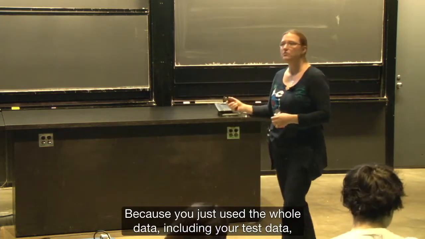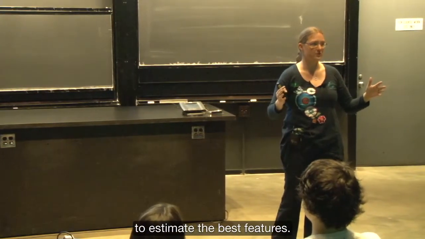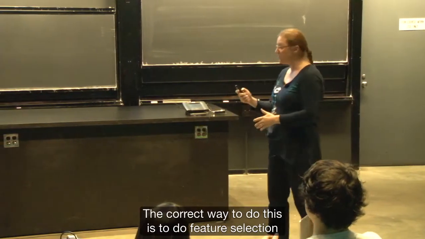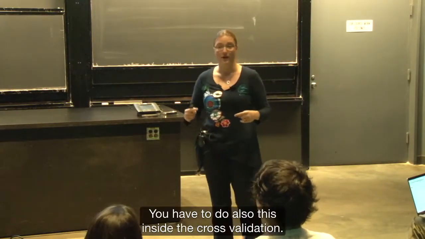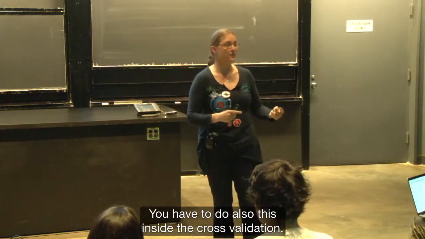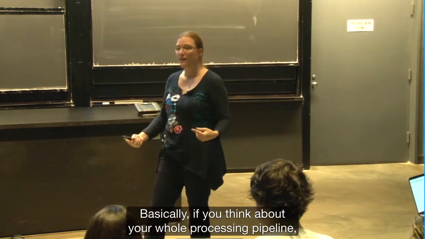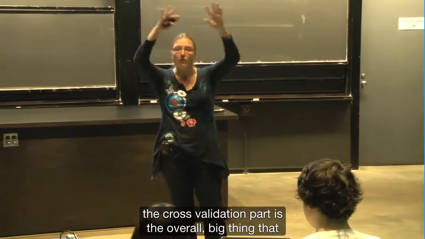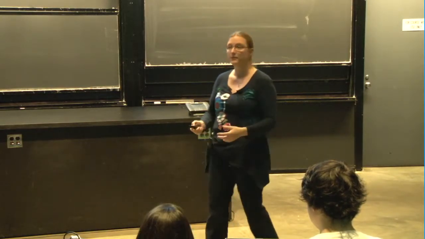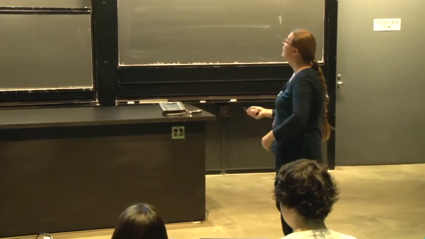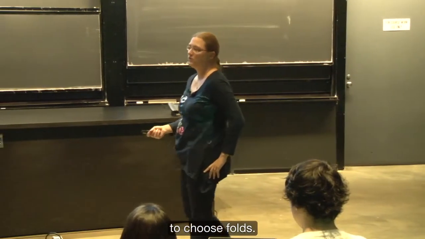Because you just used the whole data, including your test data, to estimate the best features. The correct way to do this is to do feature selection for each fold. You have to do also this inside the cross-validation. Basically, if you think about your whole processing pipeline, the cross-validation part is the overall big thing that encompasses everything else.